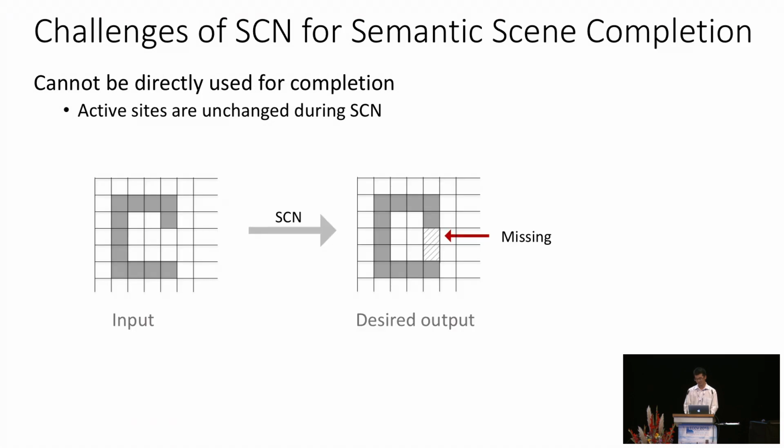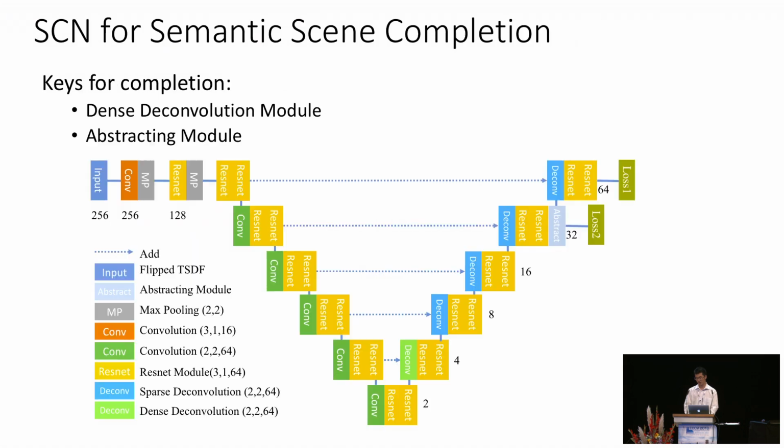However, previous SCN could not be directly used for completion tasks because active sites are unchanged during SCN. No new voxels are generated for completion. We will introduce a novel sparse convolutional network to predict unknown structures. The key for completion are the introduction of dense deconvolution module and abstracting module.